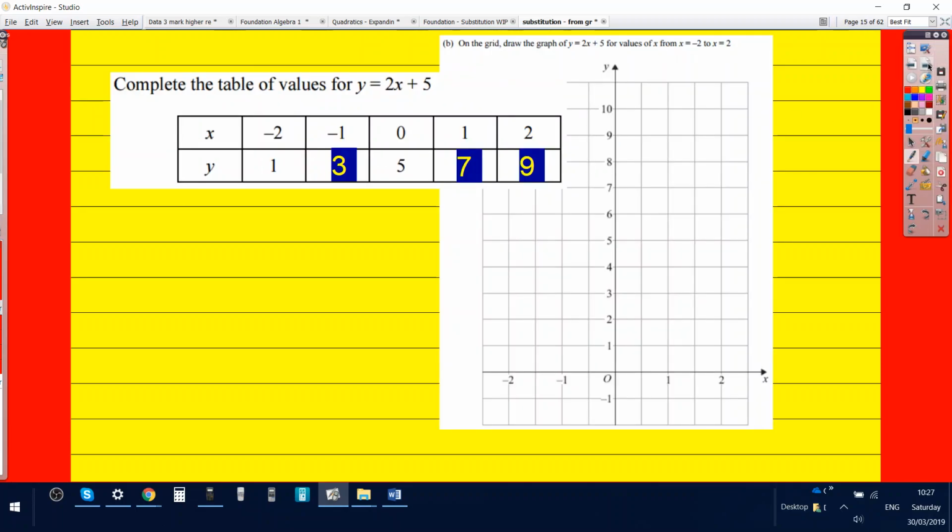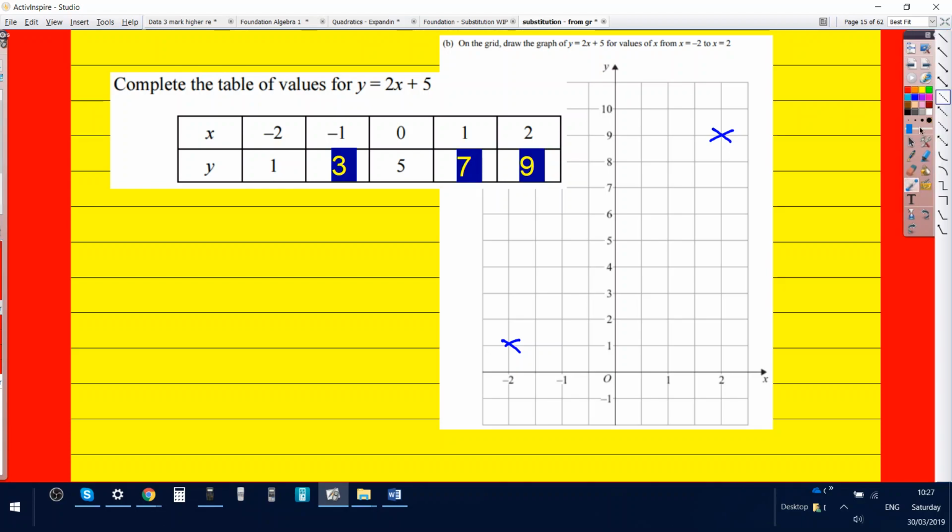Okay. How can we use our answers to draw the graph of y equals 2x plus 5? So those would be your coordinates. So you've got to find out where they line up, and then you draw a line of best fit. So x minus 2 to y 1. Yeah. And so on all the way to 9, and you just put in all the x's.